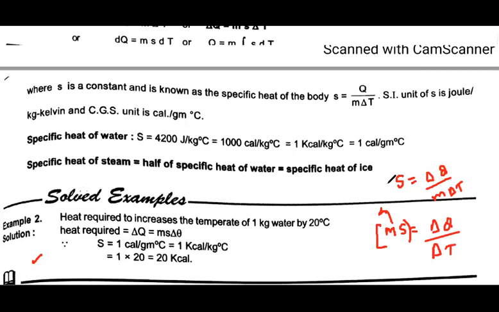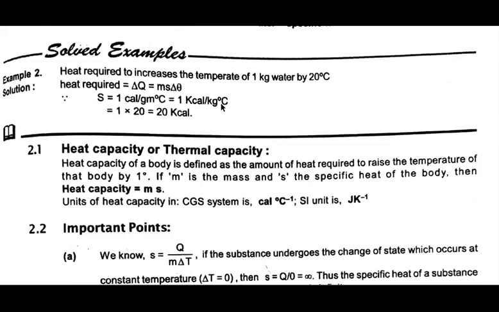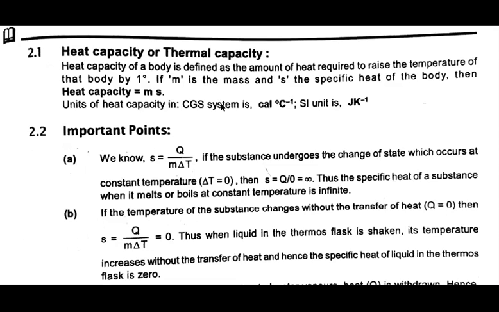Got it, right? In chemistry, this is written as C. So think about it, heat capacity. I can say that heat capacity is basically the amount of heat required to raise the temperature of any substance by 1 degree centigrade. So this is m into s.